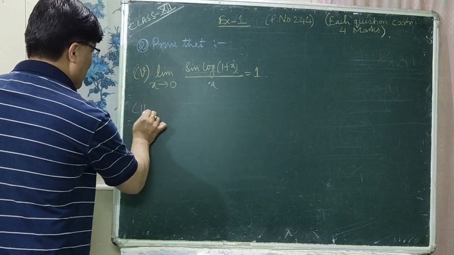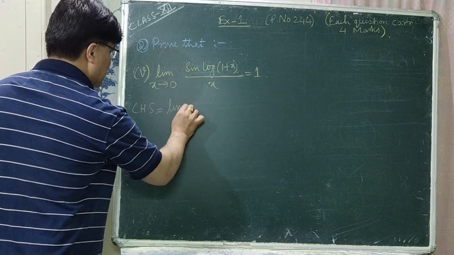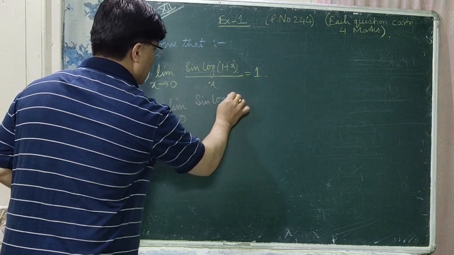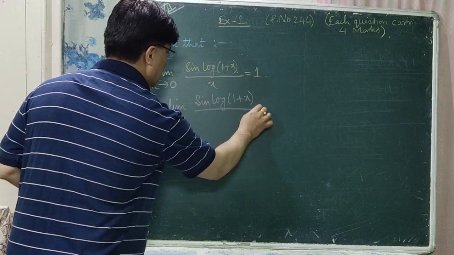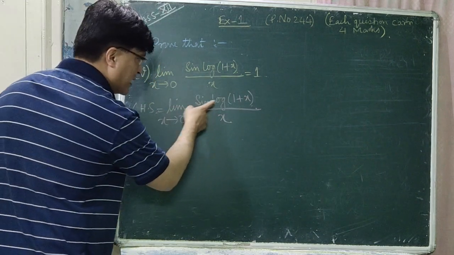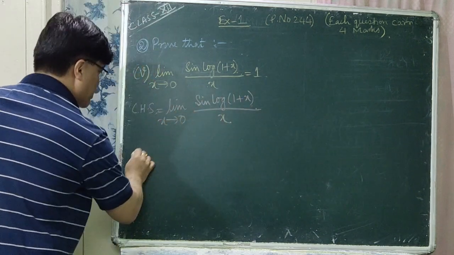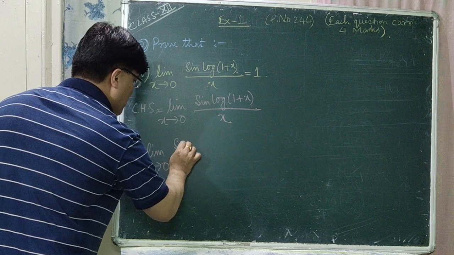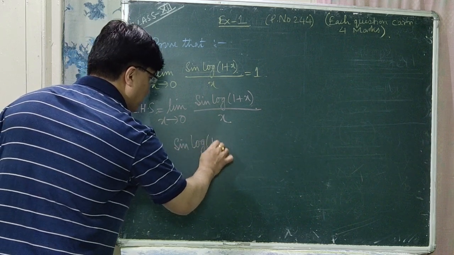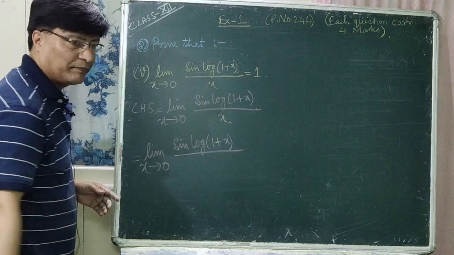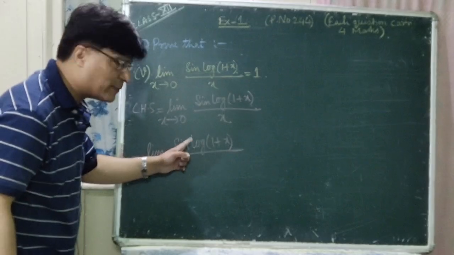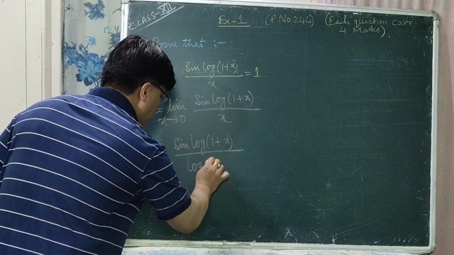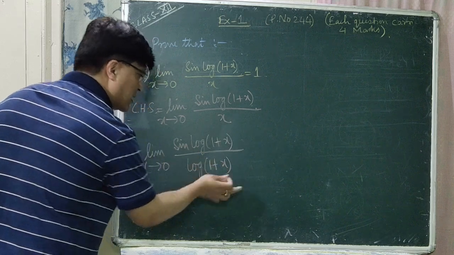So this is your left hand side. Let us write down the left hand side. Limit x tends to 0, this is your sin of log of 1 plus x divided by x. So this is a sin x form. Instead of x there is log of 1 plus x. Okay, is equal to limit x tends to 0, so this is sin of log of 1 plus x divided by. So if you want to convert into sin x by x form, you should divide it by log of 1 plus x. So this is your sin x by x form.